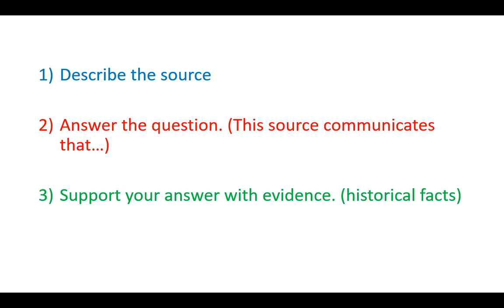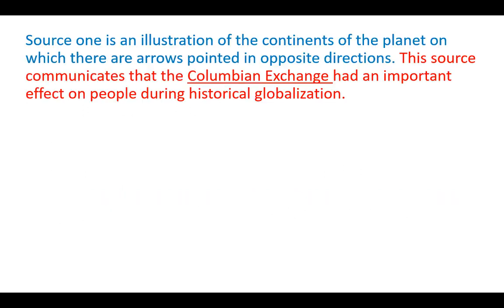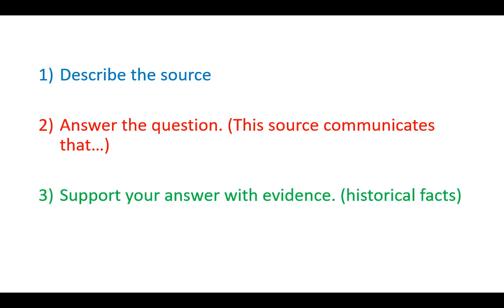The next step is to think and to write about what this source tells us happened during the time of historical globalization. Which events is this source describing to us in its illustration? Okay, so this source communicates that the Columbian Exchange had an important effect on people during historical globalization. Okay, so we have answered the question.